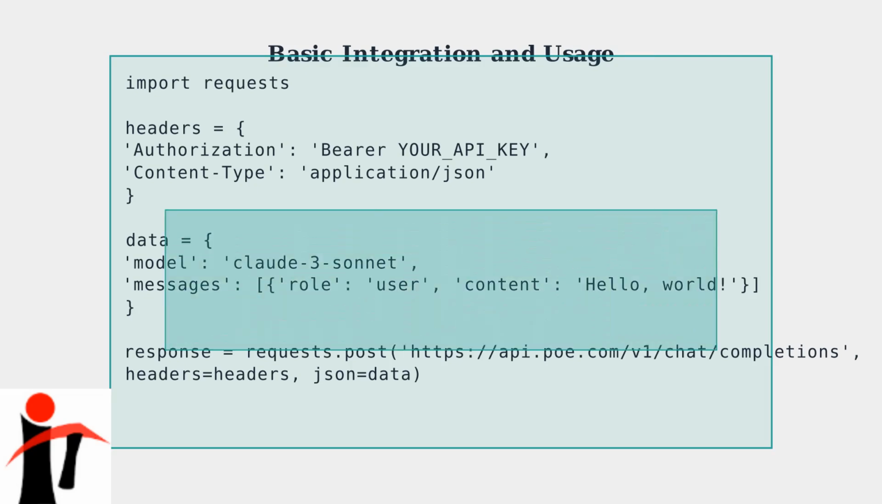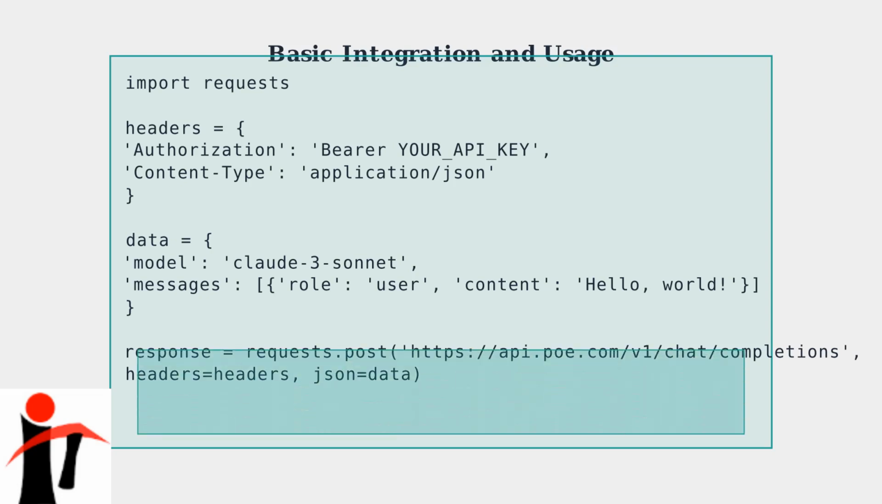The data section contains your request payload. You specify which AI model to use, in this case Claude 3 Sonnet, and provide your messages in a structured format with role and content fields. Finally, you make the POST request to the Poe API endpoint, passing your headers and JSON data. The API will process your request and return a response containing the AI model's generated text.